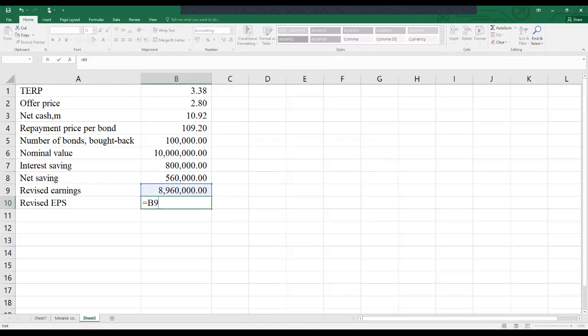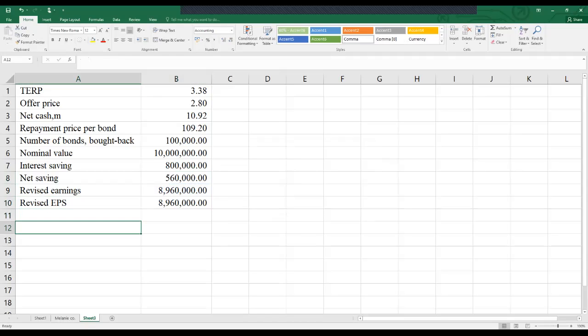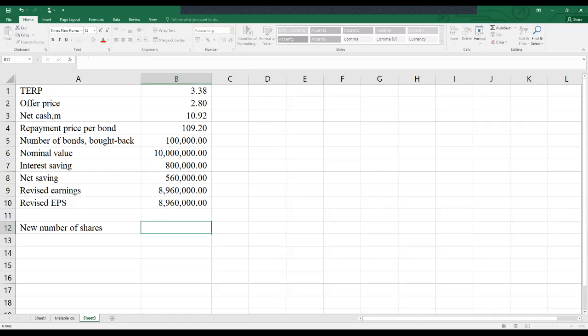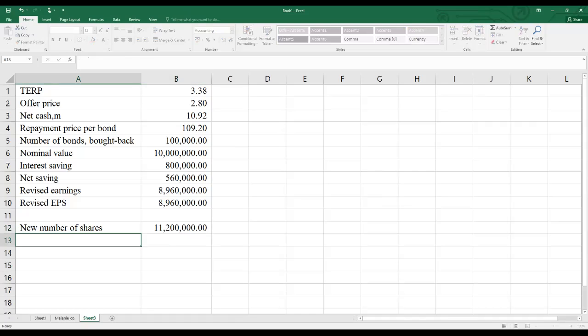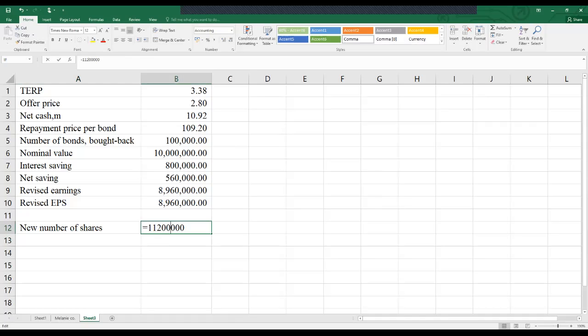Okay, so here, the new number of shares you need to issue. First, the amount of money you need is 11.2 million. The amount you get per share you'll be issuing is 2.8. That means you'll be issuing 4 million new shares in the market. For you to get 11.2 million, you need to issue 4 million new shares.